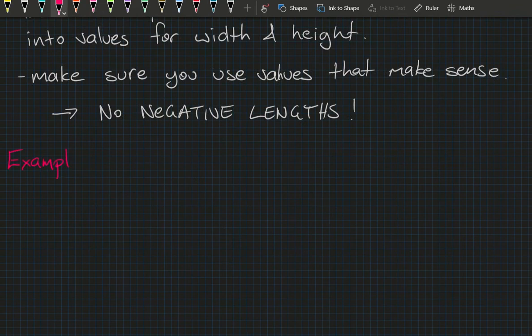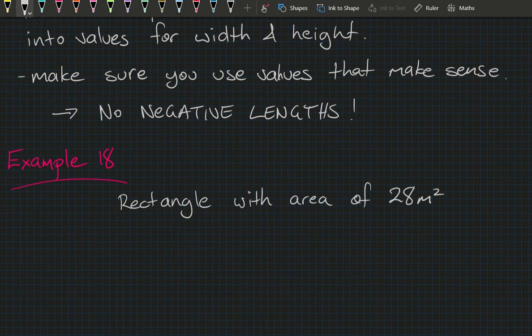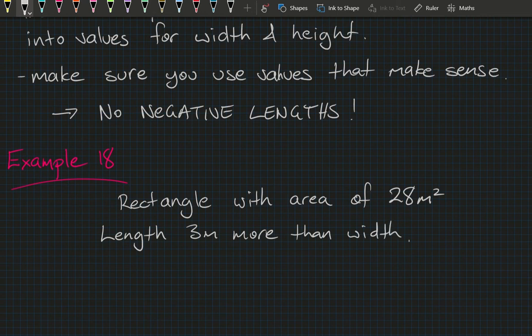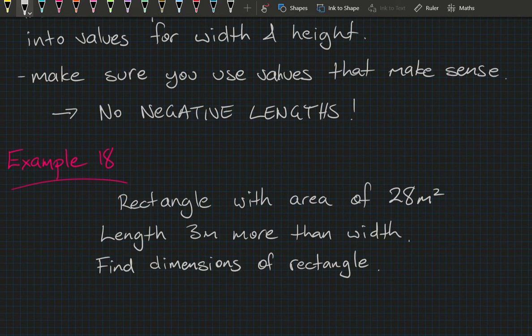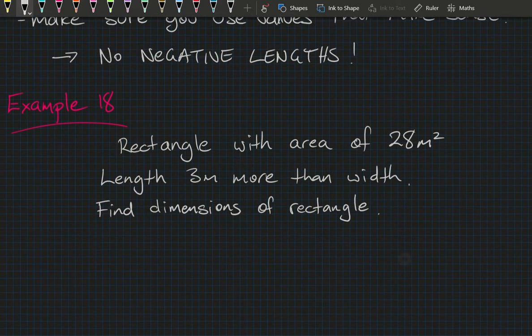Okay, let's get on with example 18, which is a problem about a rectangle with an area of 28 meters squared. And this rectangle has a length 3 meters more than its width. So the challenge is to find the dimensions of this rectangle, which, as you know, means the width and the length. If we let our width equal x, then our length has to be x plus 3, which just really means it's 3 more.